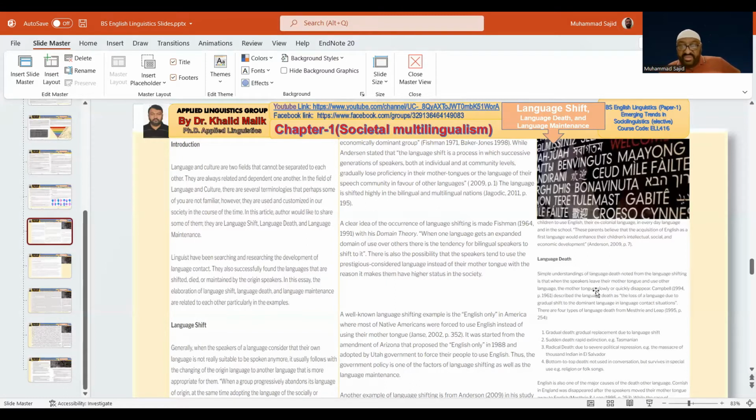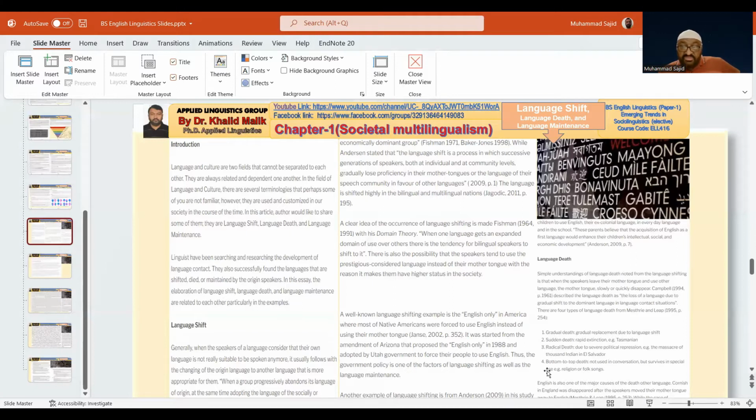A simple understanding of language death, noted from language shifting, is that when the speakers leave their mother tongue and use another language, the mother tongue slowly or quickly disappears. Campbell describes language death as the loss of a language due to gradual shift to the dominant language in language contact situations. There are 4 types of language death from Mesthrie and Leap, and I have given them numbers.